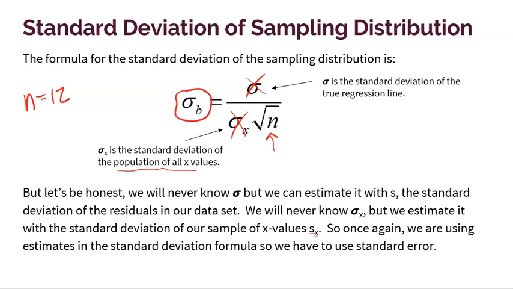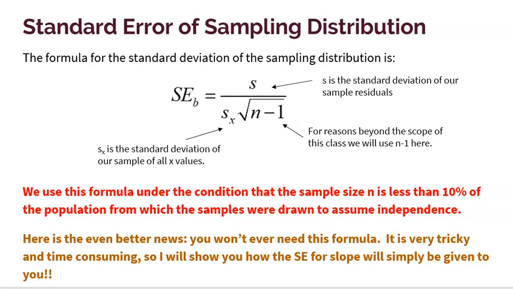Instead of using the standard deviation for the sampling distribution, we're going to use his close friend, the standard error. So the standard error for a sampling distribution is using values that we do know. On top is S. That is the standard deviation of our sample residuals. Remember, we've seen that before. That comes for free in that computer output table. Then we have the standard deviation of our x values, which again, if you have all of your x values, you can easily type that into your calculator and get the standard deviation of just those x values.